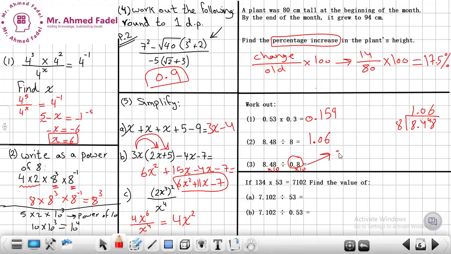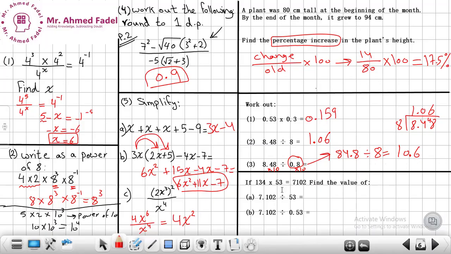So it becomes 84.8 divided by 8. I multiply this by 10 and this by 10. I can't divide if the divisor is a decimal. So 84.8 divided by 8 equals, you do the division normally now, 848 divided by 8, you find it's 106. But here I have one decimal place, one digit after the decimal, so it's 10.6.